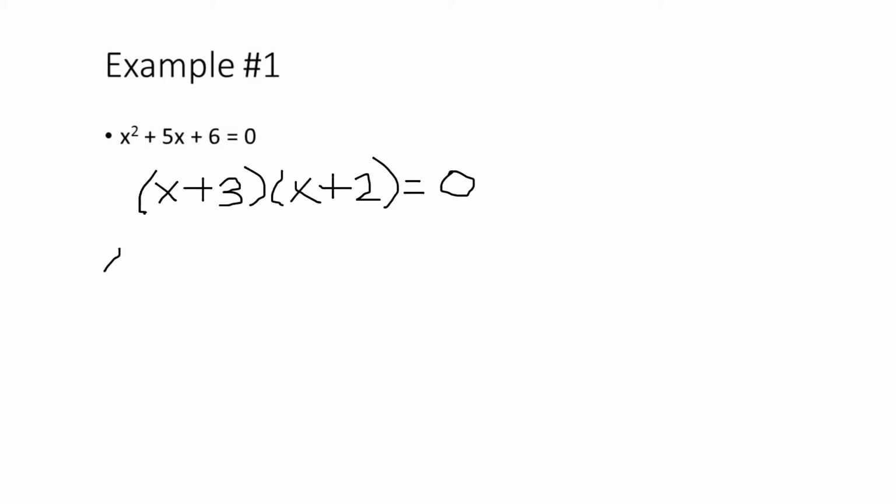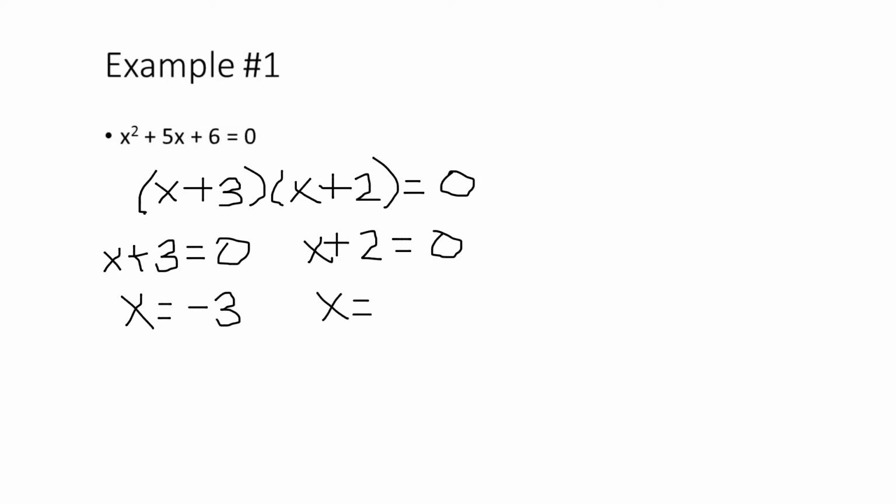Take each factor and set it equal to 0. And then solve for x. So x equals -3, x equals -2.